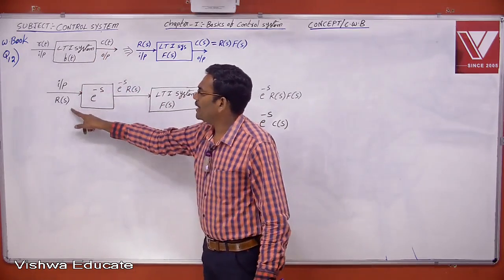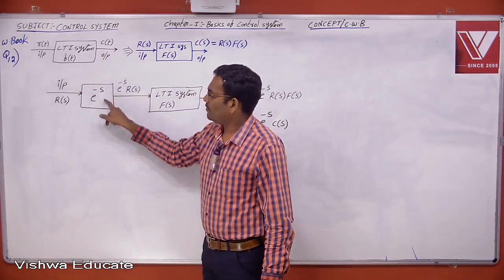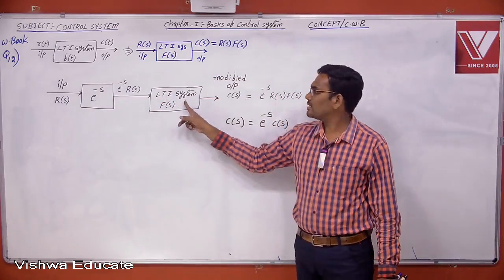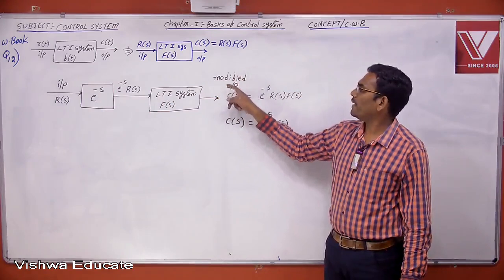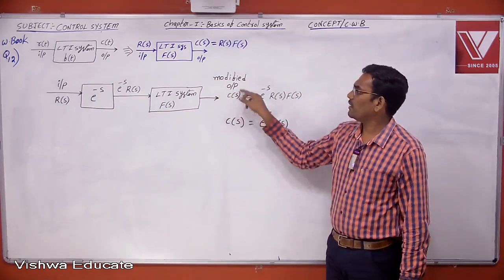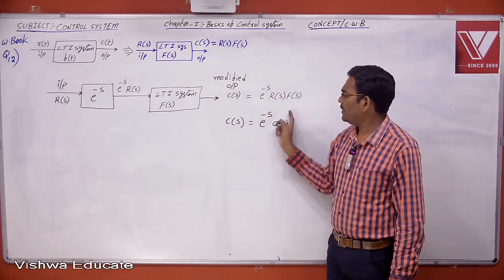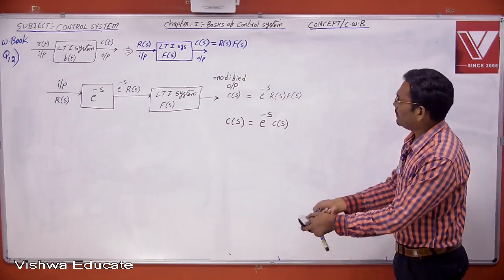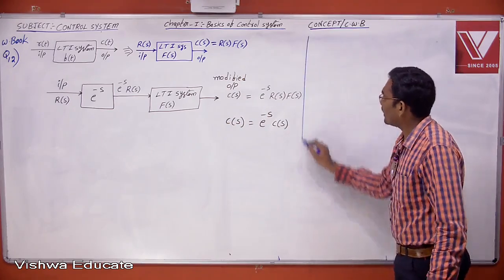Now the input is passing through a block having a gain of e power minus s. Then it is applied to the LTI system. What should be the modified output in time domain? Actually that is the question. Right? What is the modified output in time domain? If it is in frequency domain, this is the correct answer. But he is asking for the modified output in time domain.